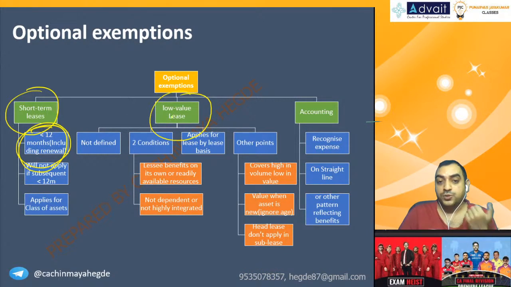Low-value items are small-value items. The standard doesn't define what is low value. You have to apply the materiality concept. So if it is low-value items, like small chairs, small computers, or small utensils, in lease agreements, you need not apply this standard. Otherwise, for the optional exemption, you can recognize it on an expense basis. You don't have to worry about applying this standard.